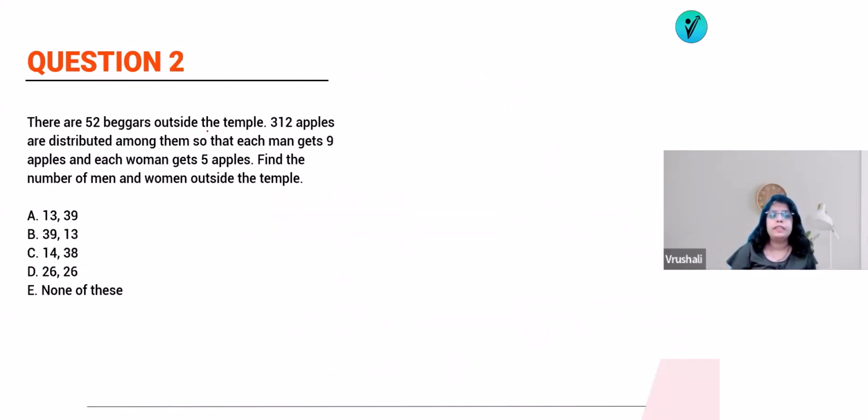There are 52 beggars outside the temple. 312 apples are distributed among them so that each man gets 9 apples and each woman gets 5 apples. Find the number of men and women outside the temple. So let's say there are 52 beggars. So men plus women total are 52. And each man gets 9 apples. So 9m plus each woman gets 5 apples. So 5w is equal to total 312.